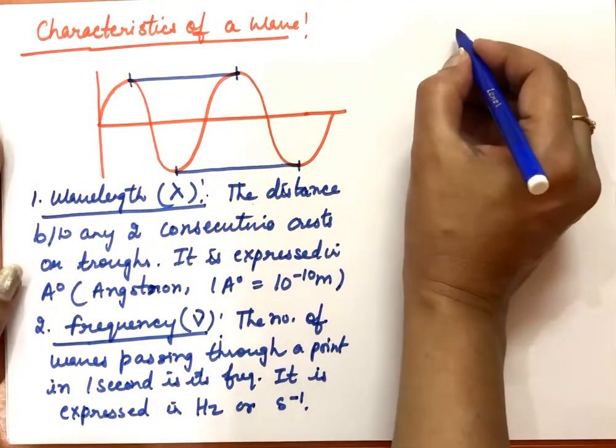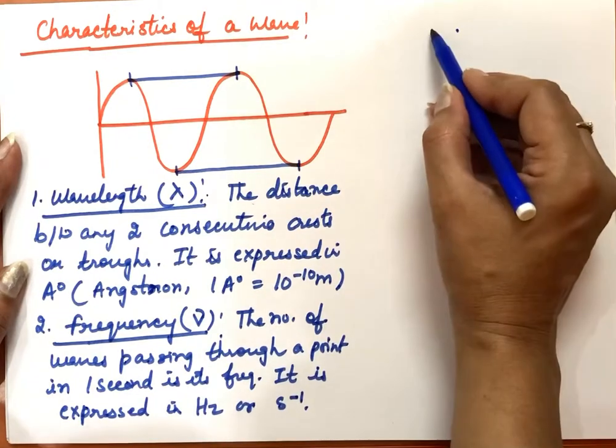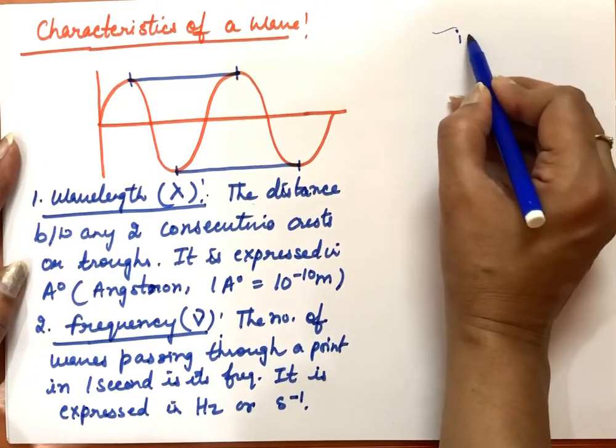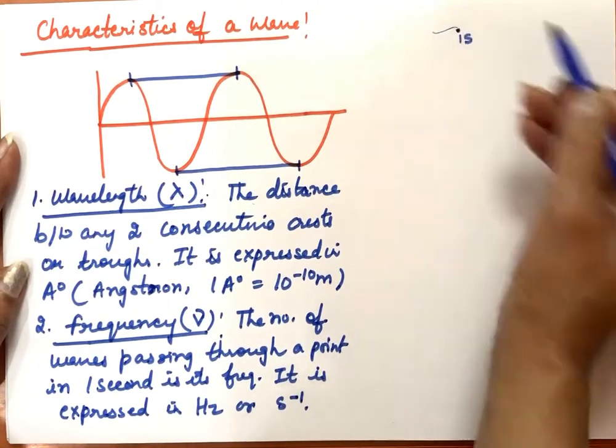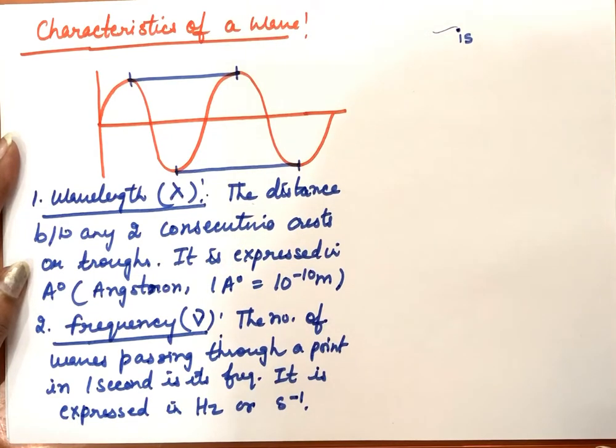So suppose this is one point we are taking. Through this point the waves are passing. In 1 second, how many waves can pass through this point? That is called its frequency.